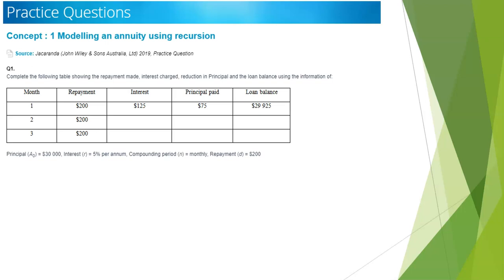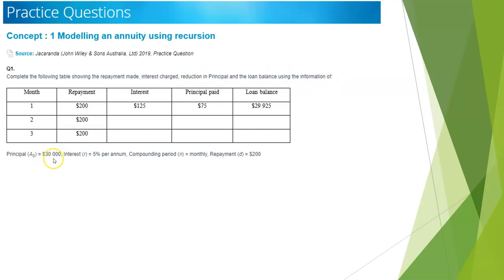Okay, so I'm assuming if you're continuing to watch that you have either completed those questions or you're having difficulty doing them and want to work out what you did or didn't do right. So our first question, looking at concept 1, says complete the following table using the repayment made, interest charge, reduction in principal, and the loan balance.